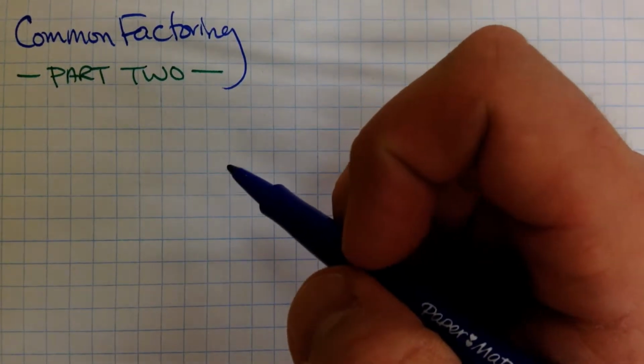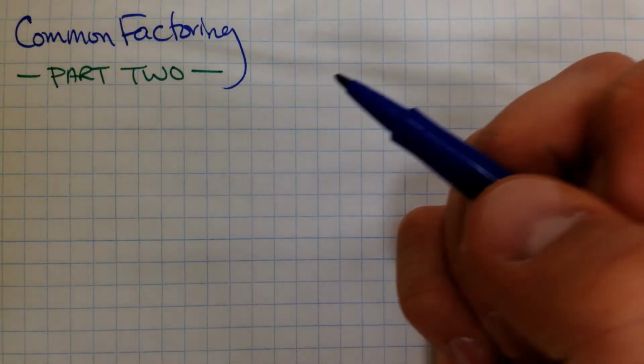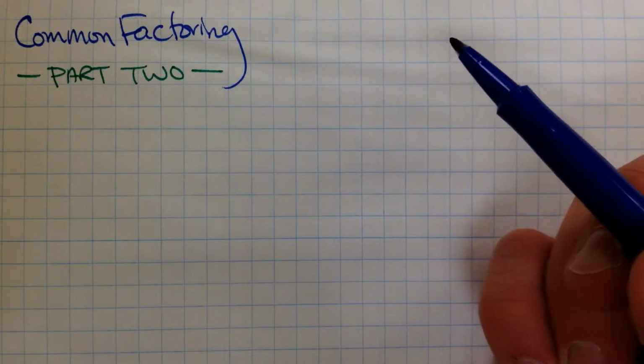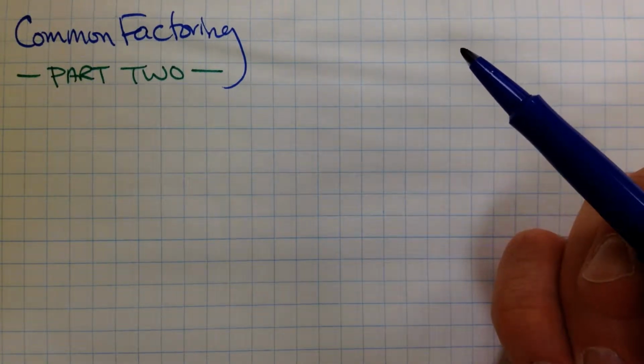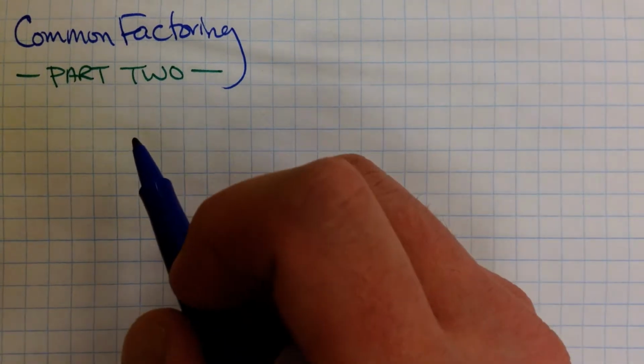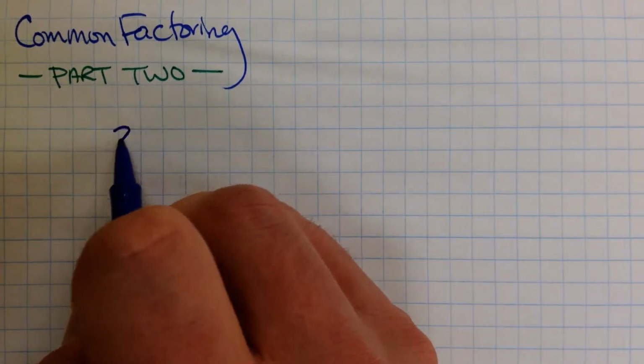Today we're going to look at common factoring again. If you haven't seen the first video, go back and take a look at the simplest form of common factoring, which is taking a single value or variable as a common factor out of an expression. So we're going to look at a little bit more complicated ones this time.